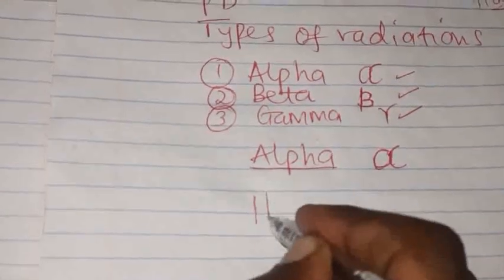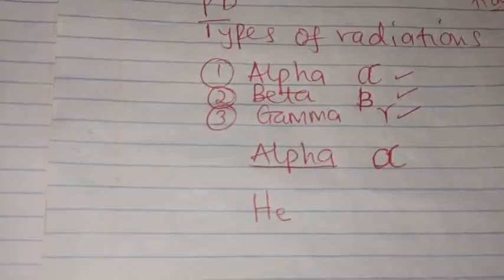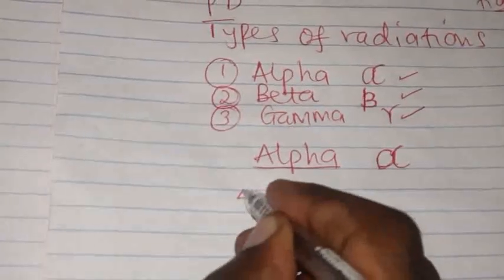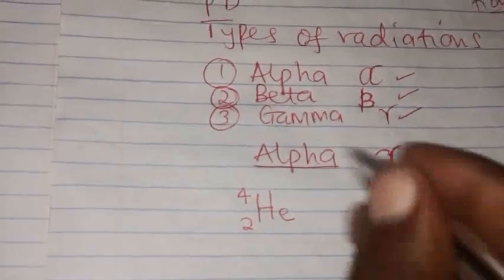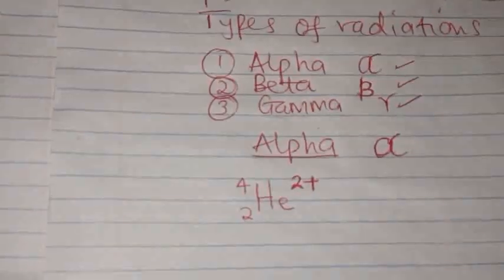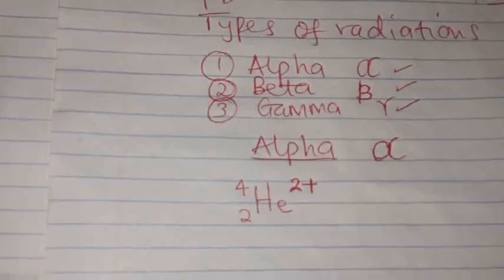So you have capital H small e as the chemical formula of helium with a mass number of 4 and with an atomic number of 2. This helium carries a charge written as 2 positive. So the oxidation number is +2.